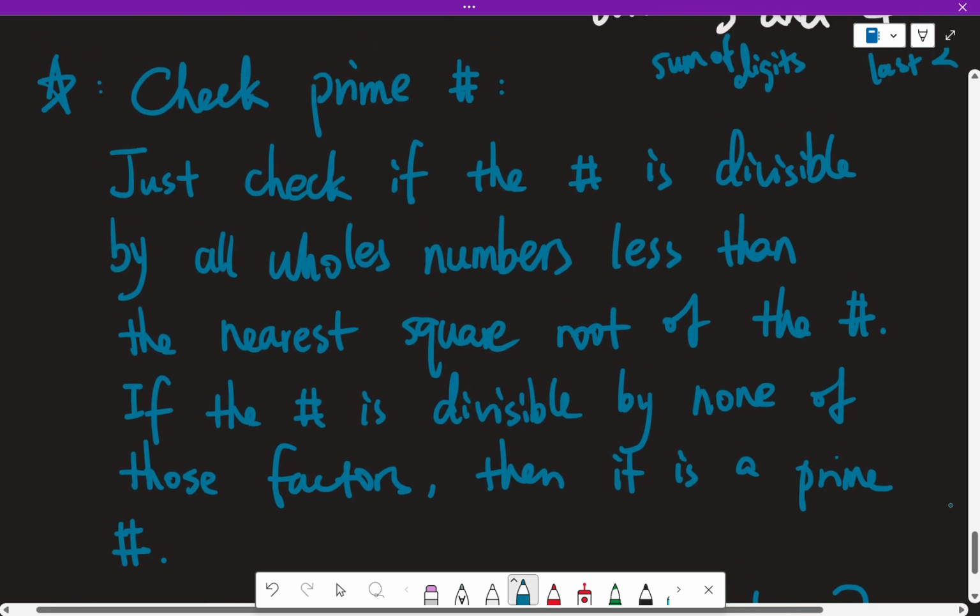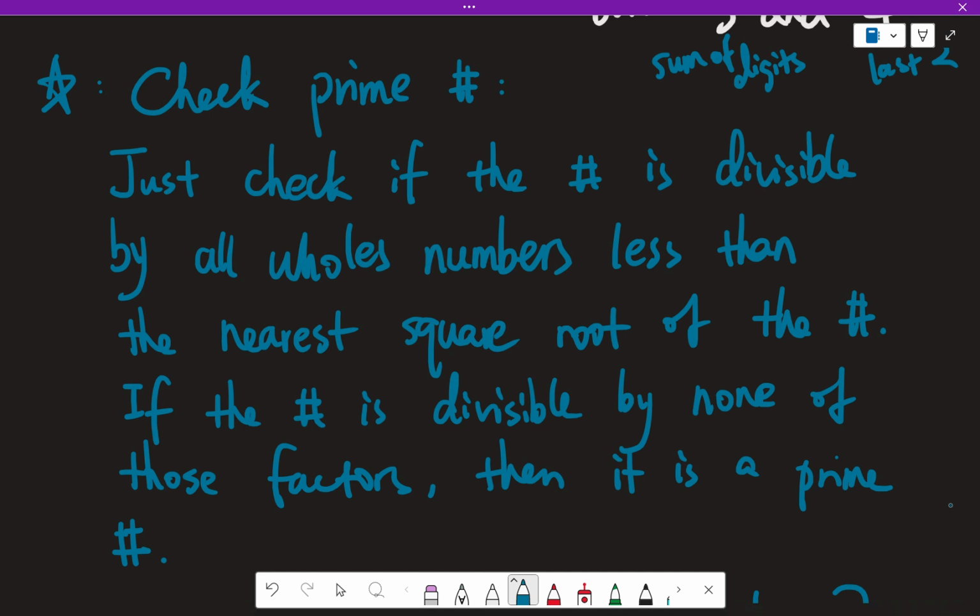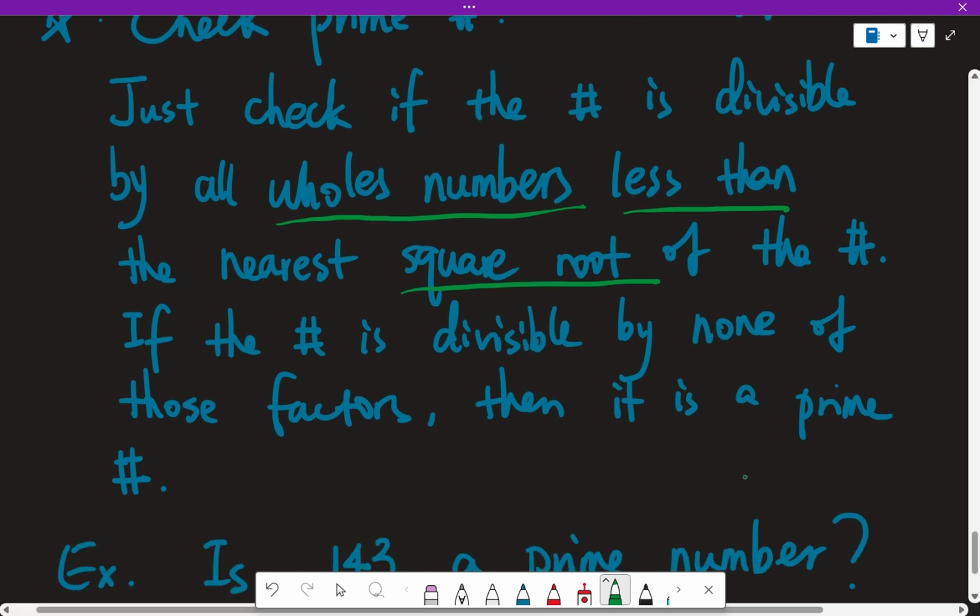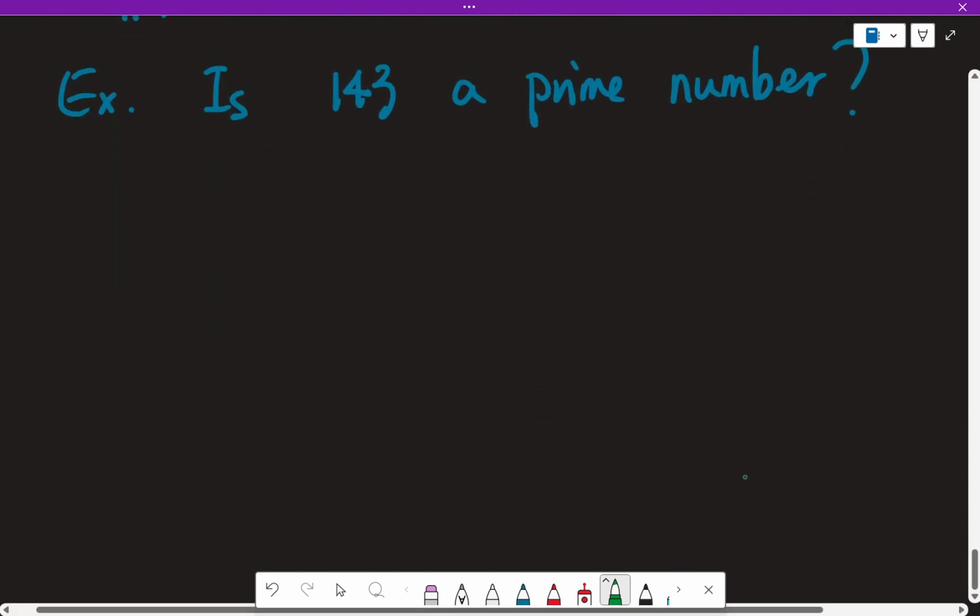Next, check for prime numbers. If we have a fairly large number and there is no very conspicuous sign of any divisibility rules, how can we decide if it is a prime number or not? We can just check if the number is divisible by all whole numbers less than the nearest square root of the initial number. If the initial number is divisible by none of these whole numbers, then it is a prime number. Example, is 143 a prime number?